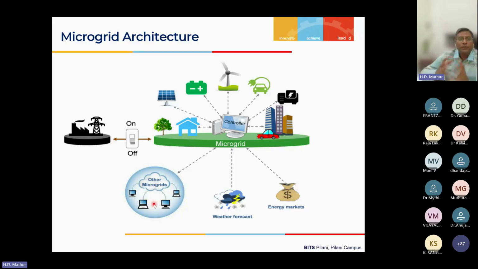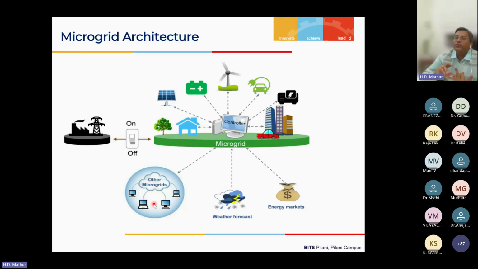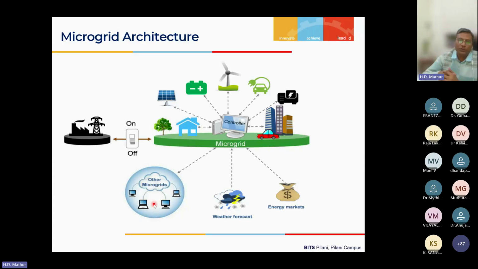So what is microgrid? A microgrid is a smaller grid, a smaller electrical network, where you have all types of loads and various types of generating sources. When I'm talking about a smaller grid, definitely there is no thermal power plant, no hydro power plant, and mostly the source of generation would be renewable.